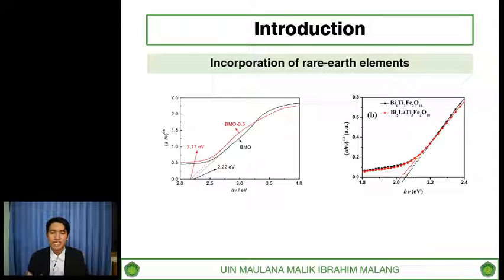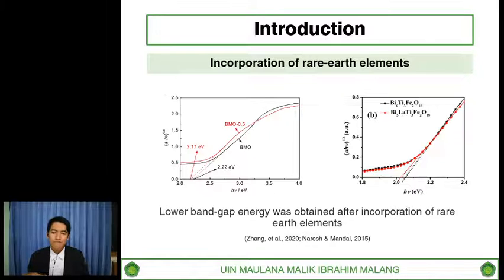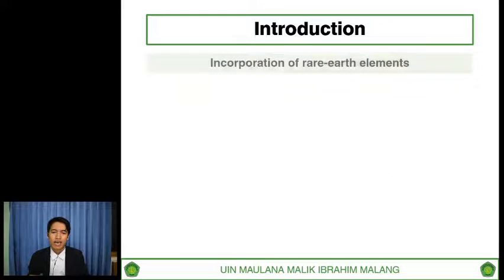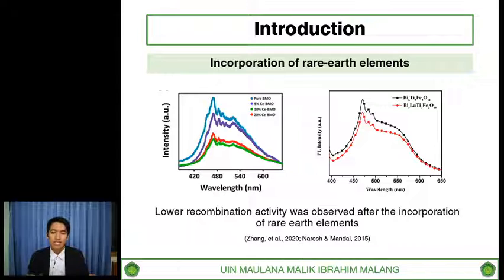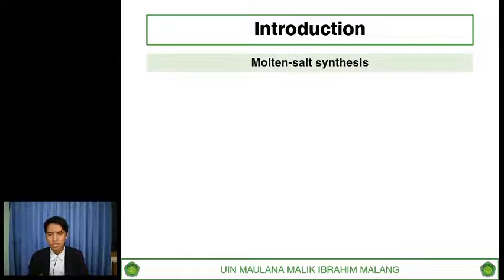Here is some evidence that incorporation of rare earth elements improves the band gap energy. And here we saw that incorporation of rare earth elements can also improve the photorecombination activity by reducing it. So let's talk about molten salt synthesis.